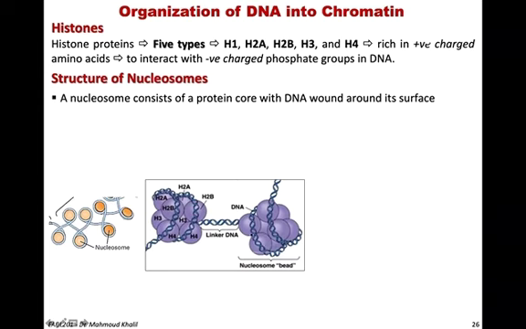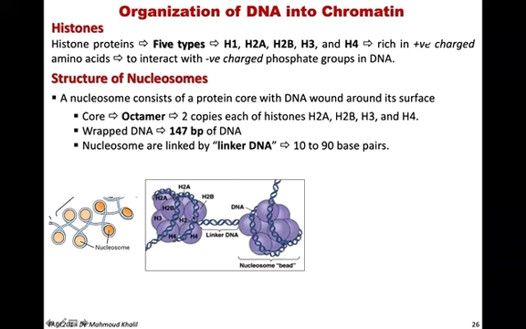So each nucleosome is connected to the other nucleosome through a linker DNA. And this linker DNA is naked DNA, which is not wrapped around nucleosomes, and it's around 10 to 90 base pairs. The core histones actually form an octamer: 2 copies each of histone 2A, 2B, histone 3, and histone 4. The wrapped DNA is around 147 base pairs. So again, the nucleosome consists of a core histone octamer of 2 copies of each of H2A, H2B, H3, H4. The number of nucleotides that wrap the core histone is around 147 base pairs. This will constitute the structure of the nucleosome.